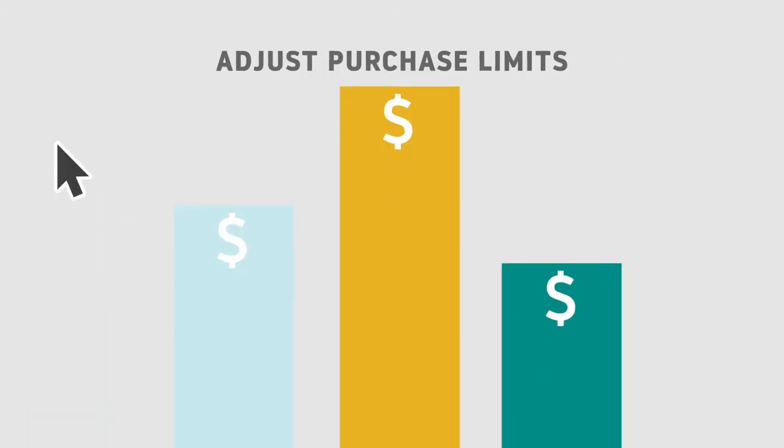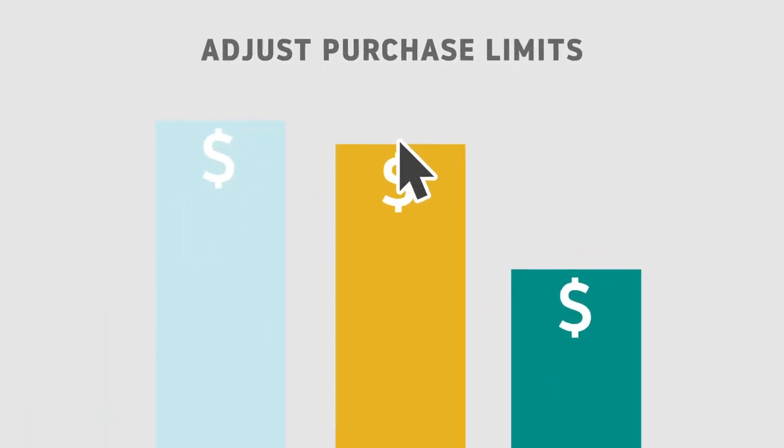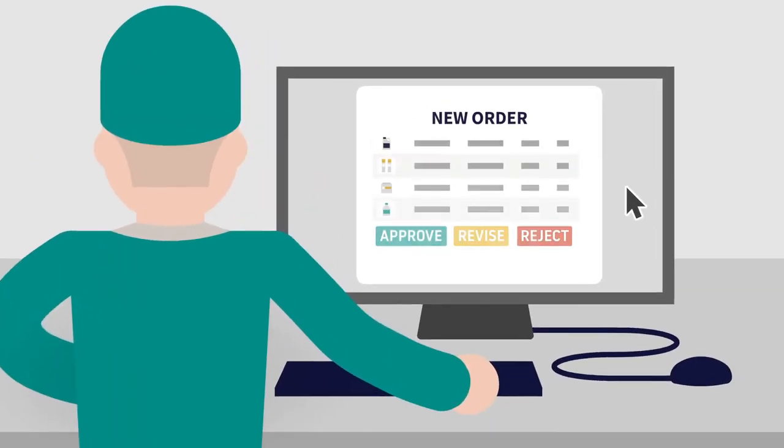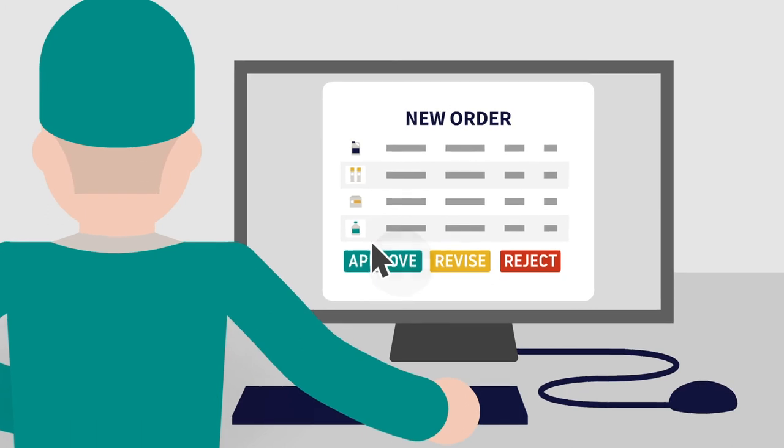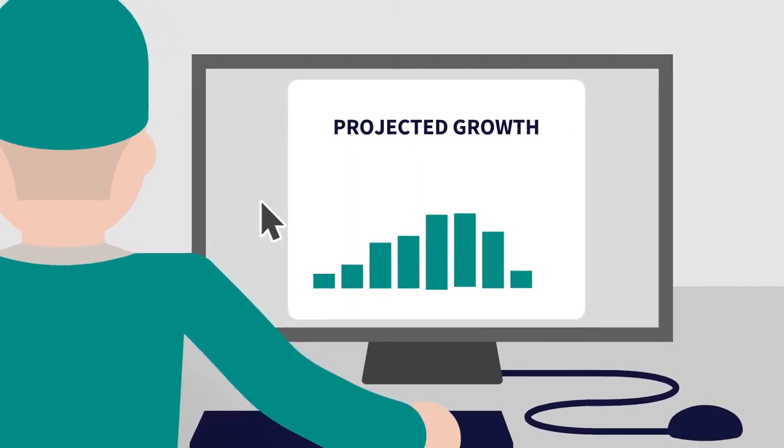Want to keep an eye on your team's spending? Use order approval settings to set purchase limits across your team. We'll send you a notification when you need to approve, revise, or reject an order, so you can rest easy and focus on growing your business.